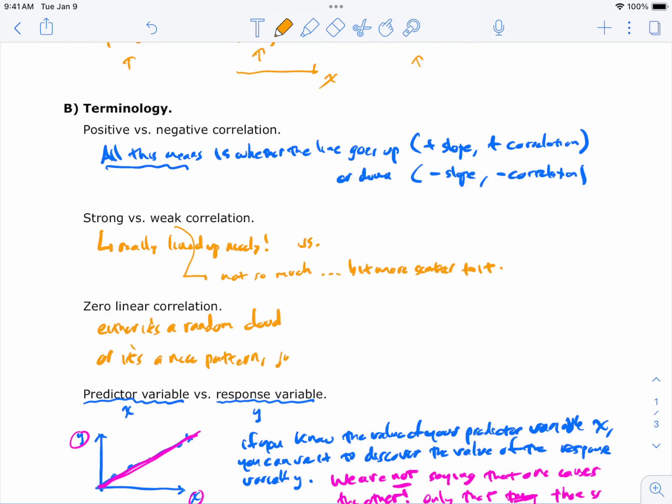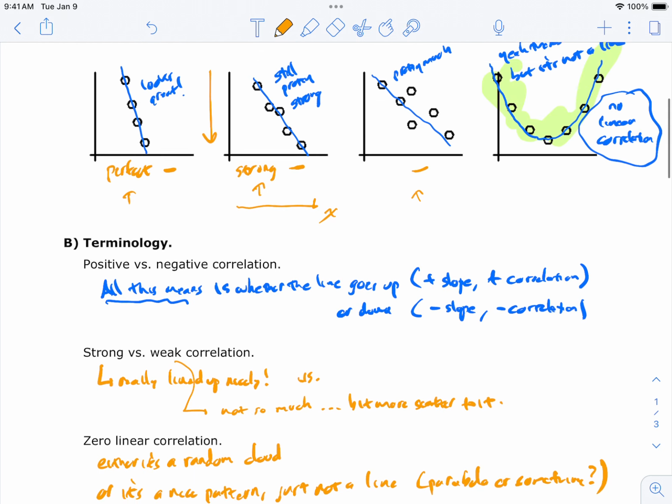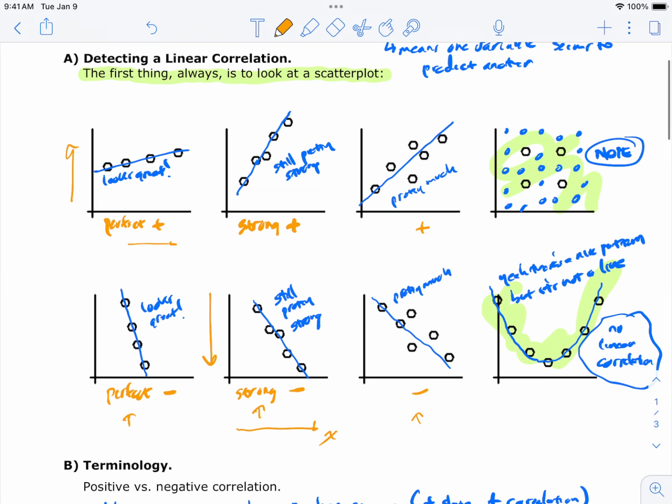Just not a linear, just not a line. And I'll put here parabola or something, which is what we had above. Okay, and then we already talked about predictor versus response variable. Cool. So that's kind of the lingo that goes with correlation.